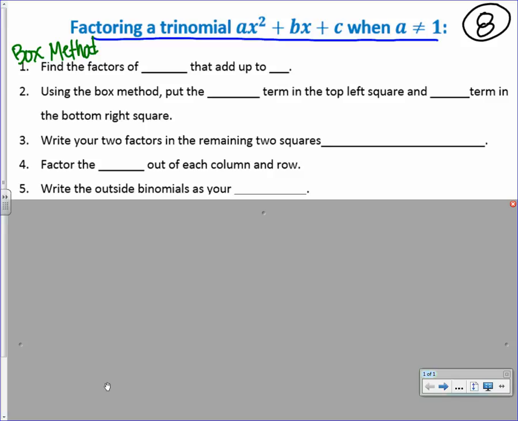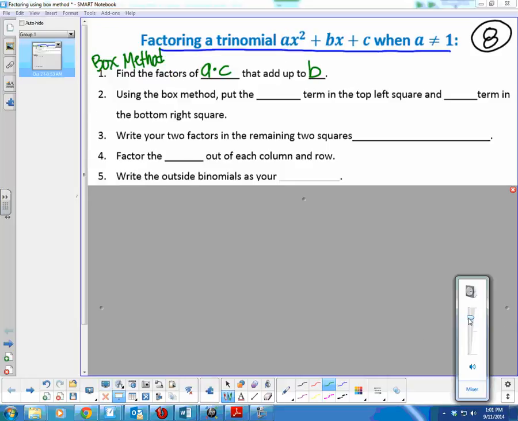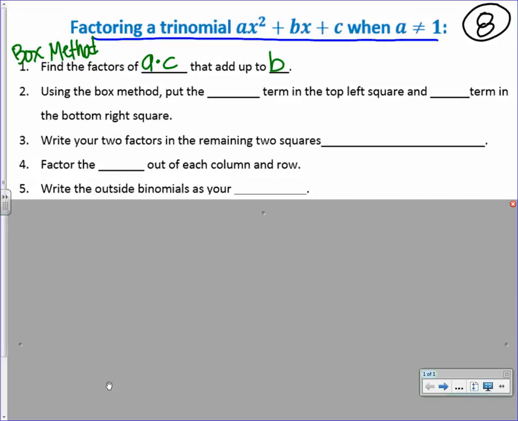So first thing, and this is the same as what you learned last year, is you find the factors of A times C. So you multiply the leading coefficient of x squared times the constant, and you want them to add up to the middle term. Then, using the box method, you're going to make your box.